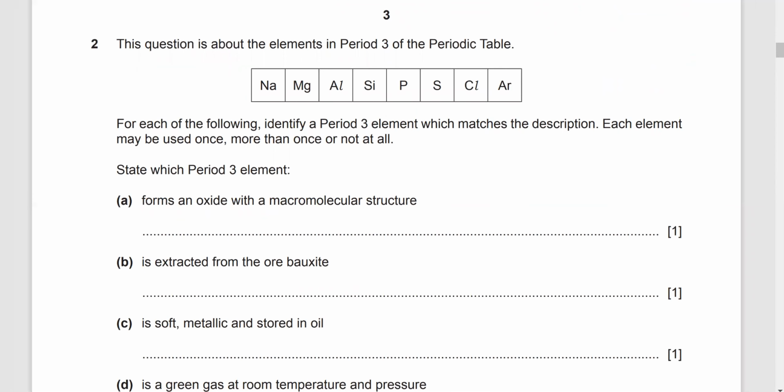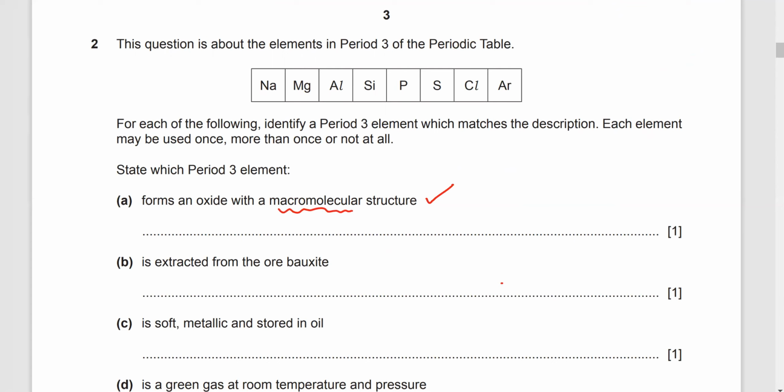Given the questions about the period 3 elements, for each of the following, identify a period 3 element which matches the description. Take this one. You have to answer from the elements. Forms an oxide with a macromolecular structure. Which one is macromolecular? Silicon.